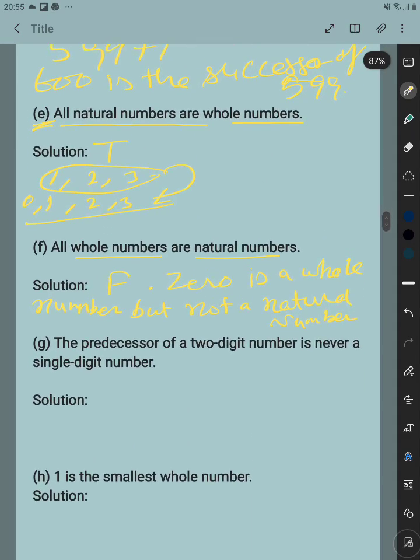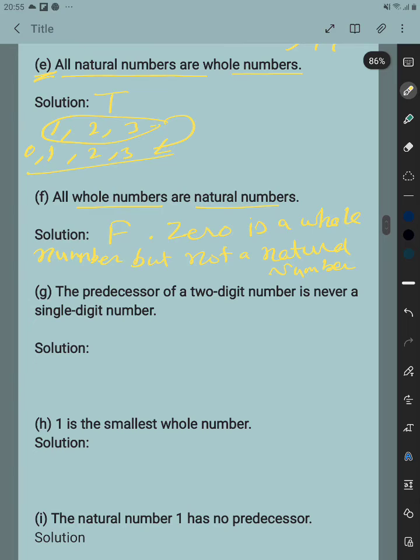So this is there. Now we have part number G. Question number G: the predecessor of a 2-digit number is never a single digit number. It is asking for the predecessor of a two-digit number is never a single digit number. This is false. Why?